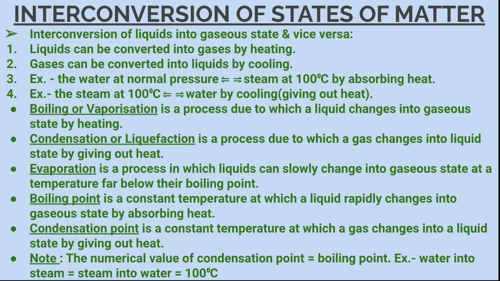Next is interconversion of liquids into gaseous state and vice versa. Liquids can be converted into gases by heating. When we heat a certain liquid, it changes into gas, or when we cool down certain gases, they change into liquid. Again, there is a change in temperature. For example, water at normal pressure will change into steam at 100 degrees centigrade when it absorbs heat. Steam at 100 degrees centigrade will change into water when it is cooled, that is, by giving out heat.